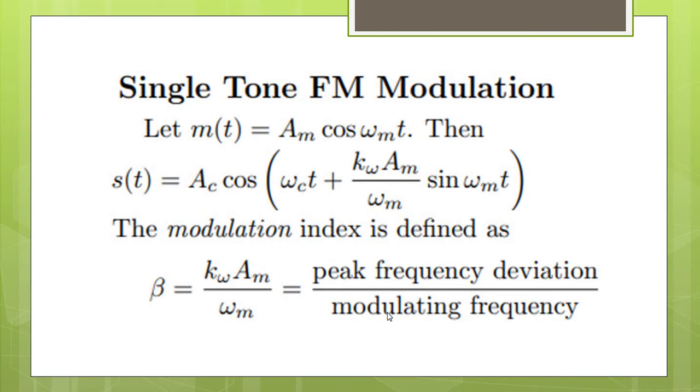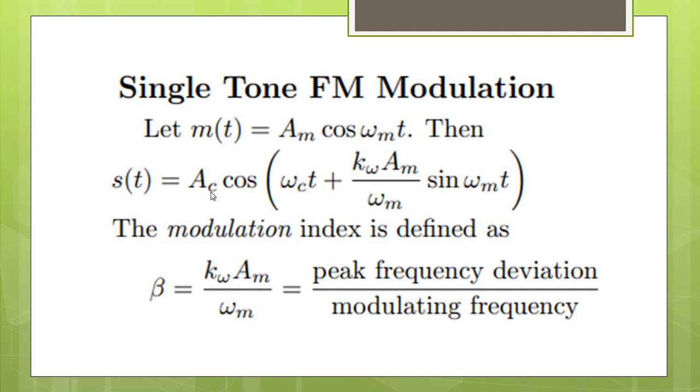Next we will see the single tone frequency modulation. The single tone frequency modulation differs from the general frequency modulation in that the message signal has only a single frequency. It is having only a constant frequency of omega_m. Whereas in the other frequency modulation, there may be a different number of frequencies in the message signal. But when it comes to single tone frequency modulation, the message signal is having only a constant frequency of omega_m.